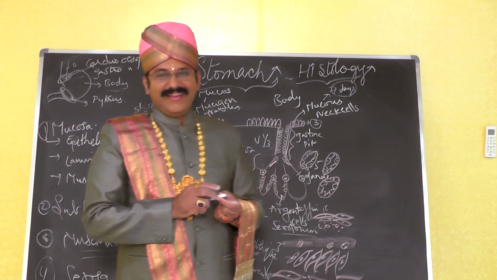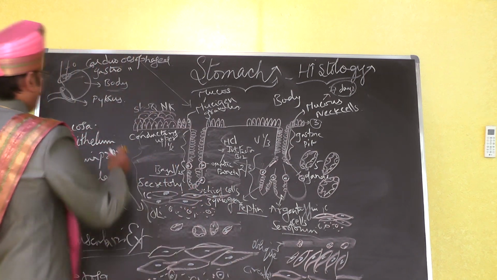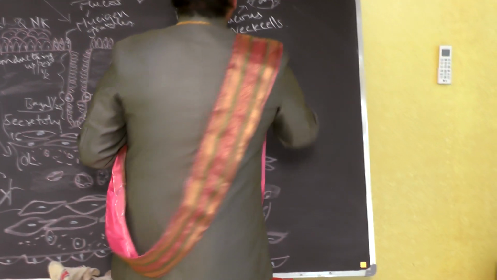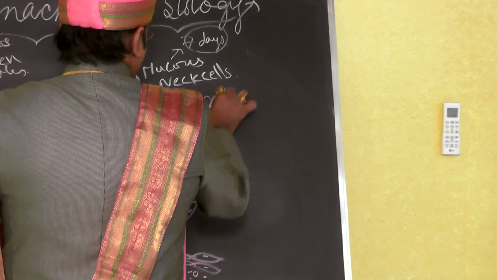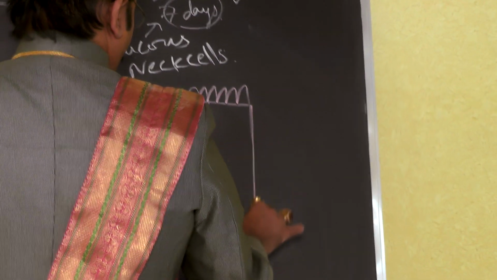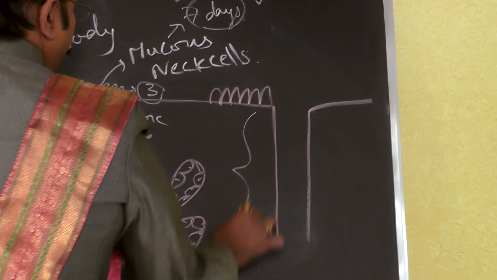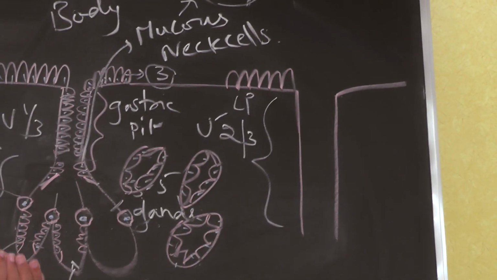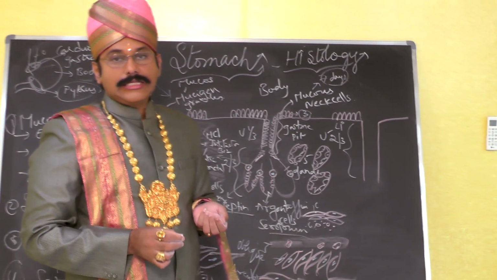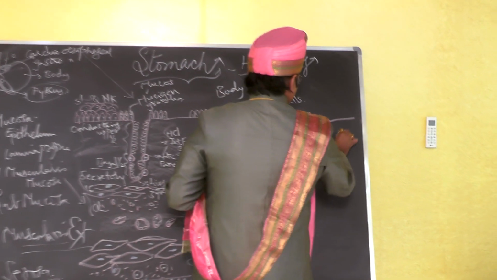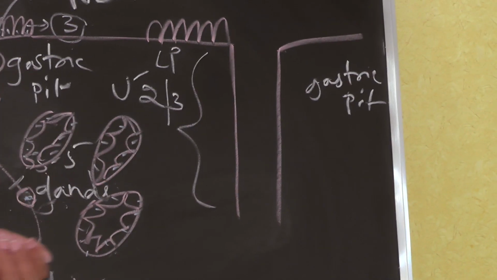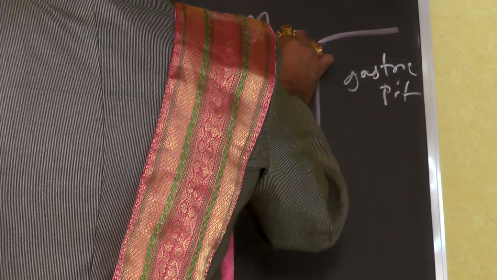Now we will learn the histology of the pylorus of the stomach. If you see this pylorus, the epithelial lining is dipping into the lamina propria almost two-thirds. Into the upper two-thirds of the lamina propria, you are having the conducting part, which is also called the gastric pit. In the lamina propria, the upper two-thirds is nothing but the pit.